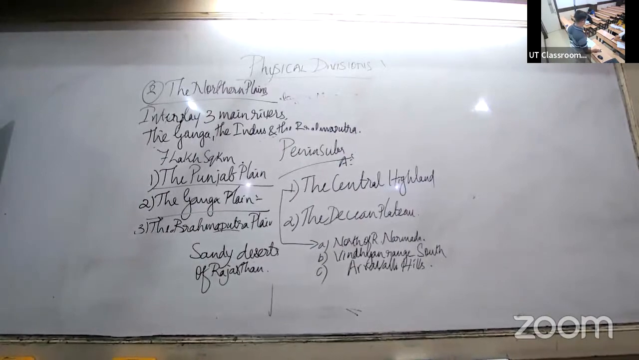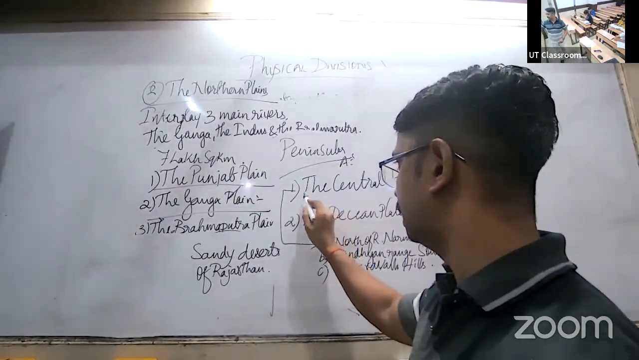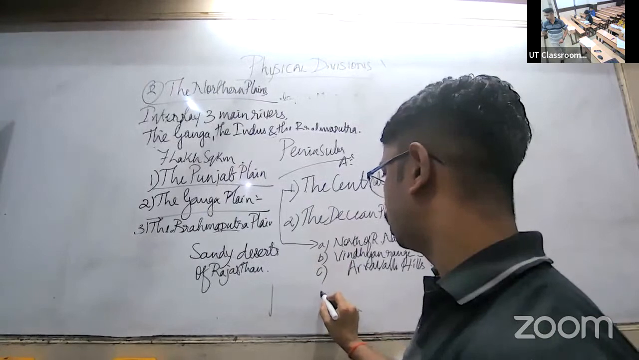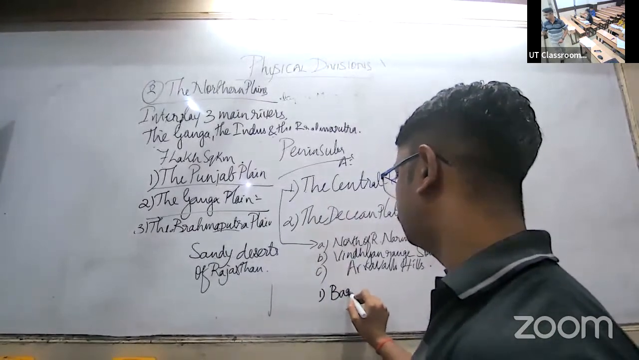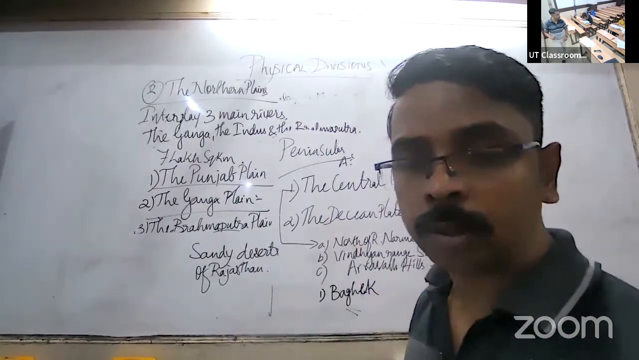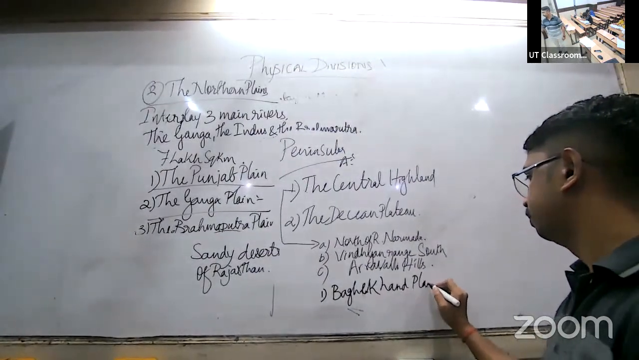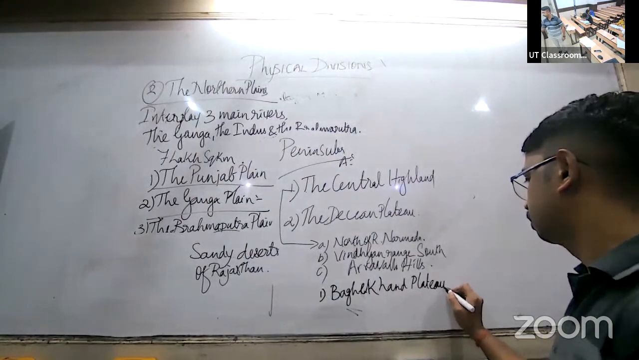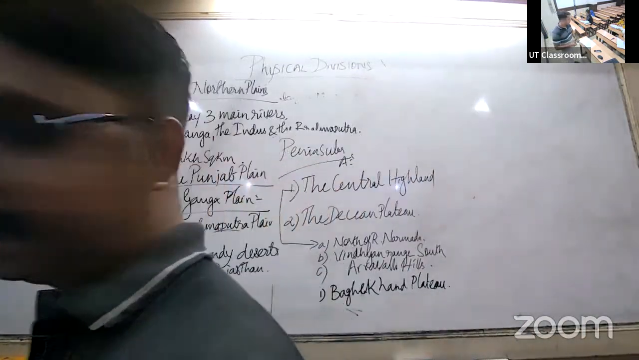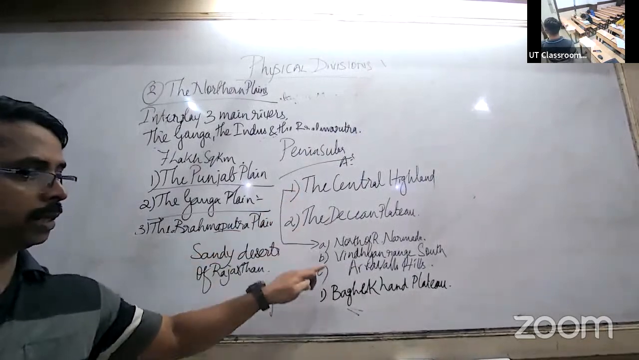You have written A, is it? We have the Central Highland, right? In this also write a small one, and write Bagelkhand Plateau, Bagelkhand. Point number one: it is the eastward extension of the plateau, the second part of the Central Highland.